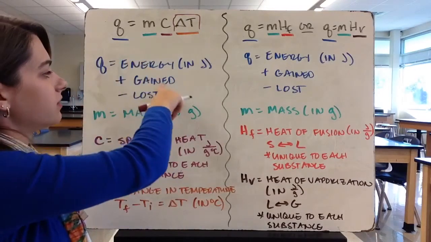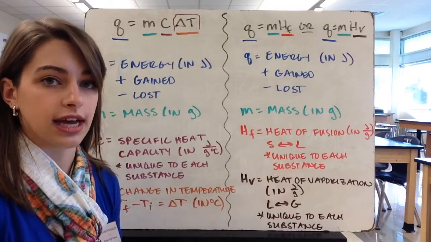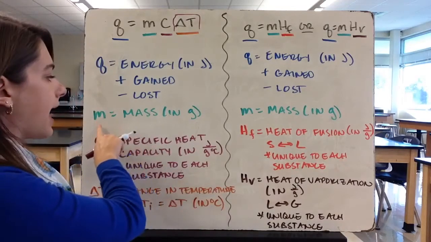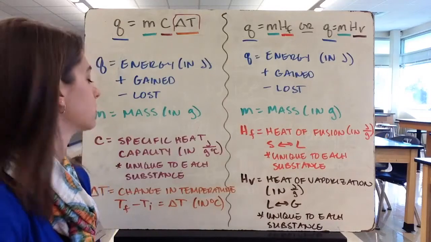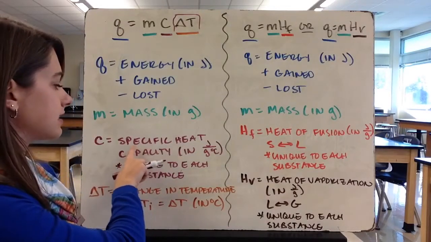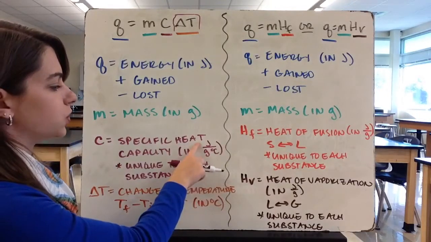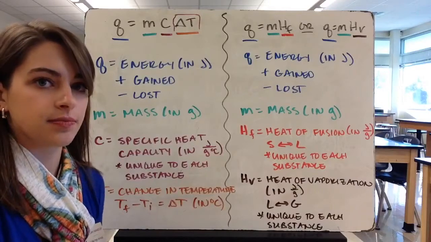If it's positive, we know that we're gaining energy. If it's negative, we know that we're losing energy or it's being released from the system. Our m is just our mass, and we're going to look at mass usually in grams. Our c is a constant. It's called the specific heat capacity. And the units for that are joules per gram times degrees Celsius.